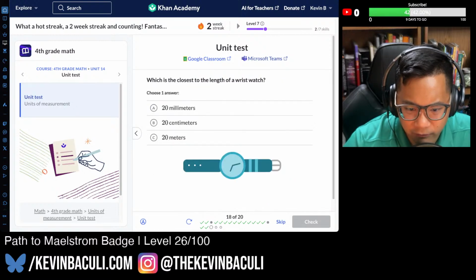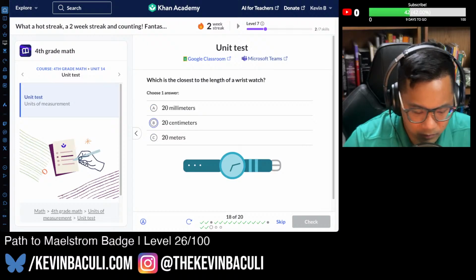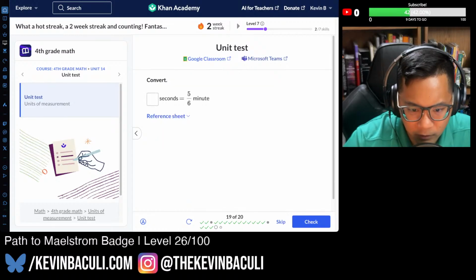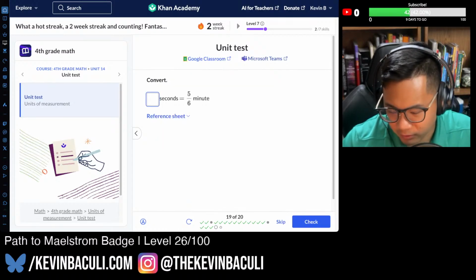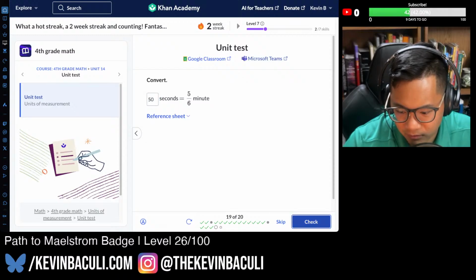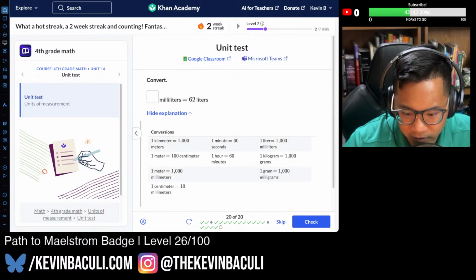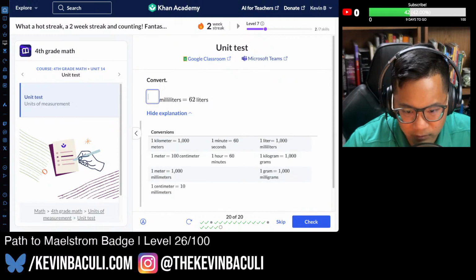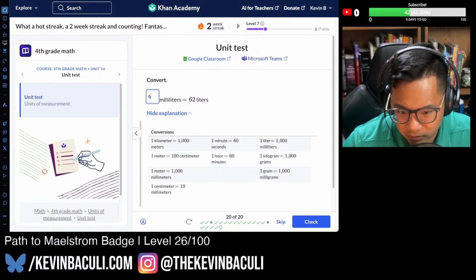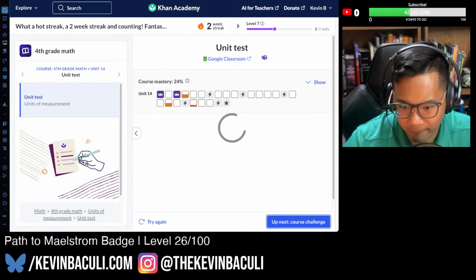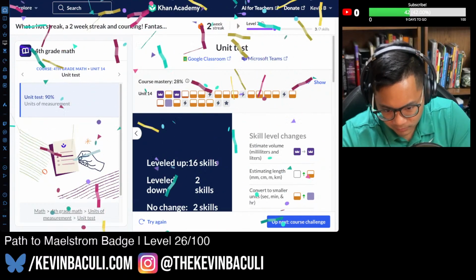What is the closest length of a wristwatch? Let's see, 20 centimeters. It's 5/6 of a minute, 50 seconds. Shoot. A liter? I don't use liters, people. 62 liters, 62. Yeah, there we go. Gotta redo some.